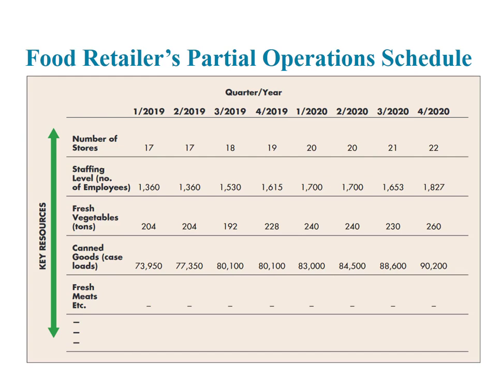Here we have another example. This is a food retailer's partial operation schedule. You can see here what's listed in this, which key resources we have, when and where, which quarter and which year things are going to be utilized. You can see that we have our number of stores. You can see that we're going to have some growth over the next couple years, and how much we're going to grow in each year.